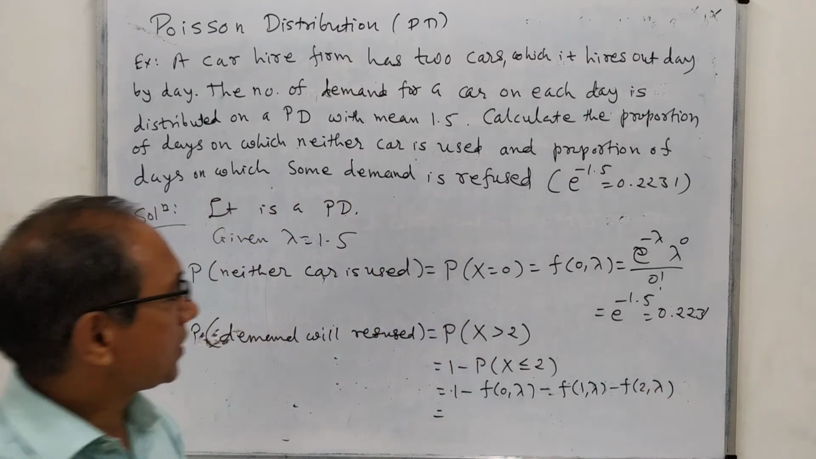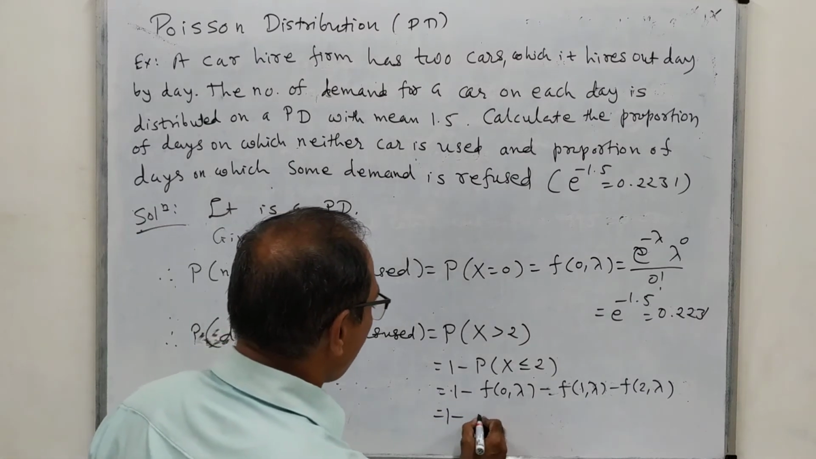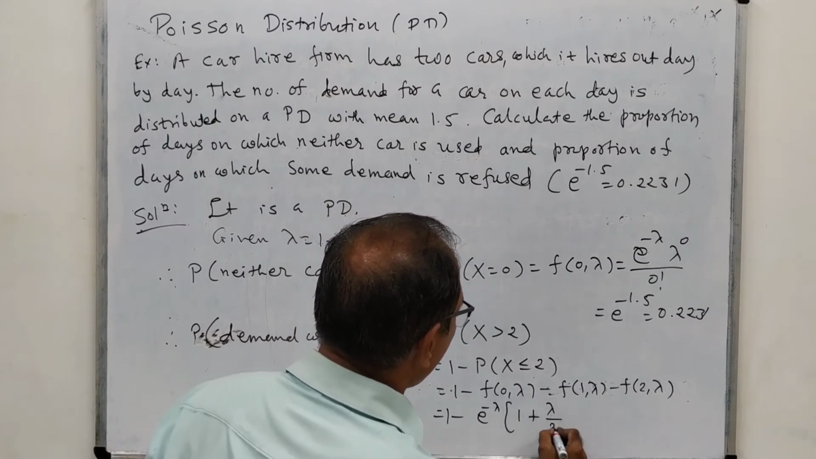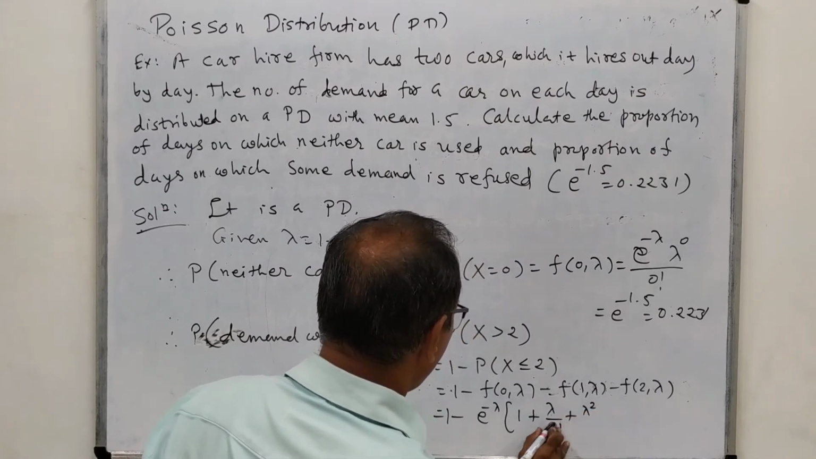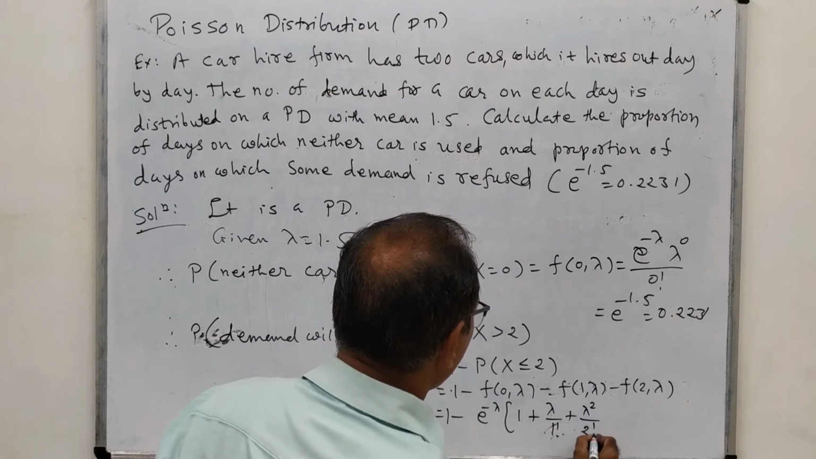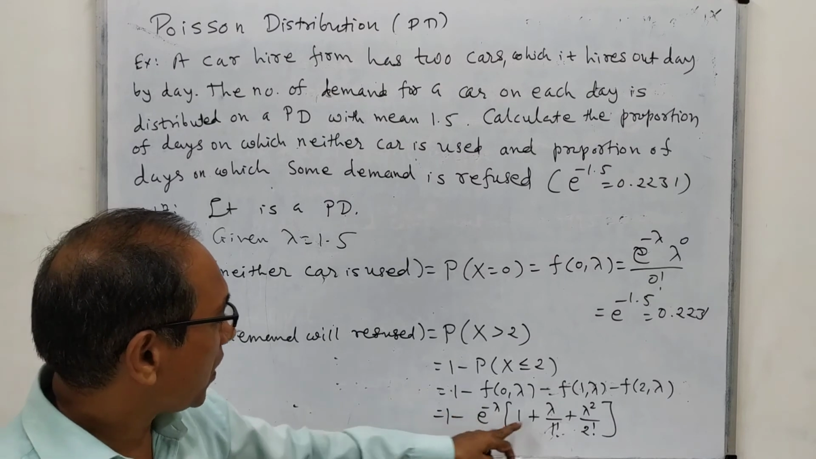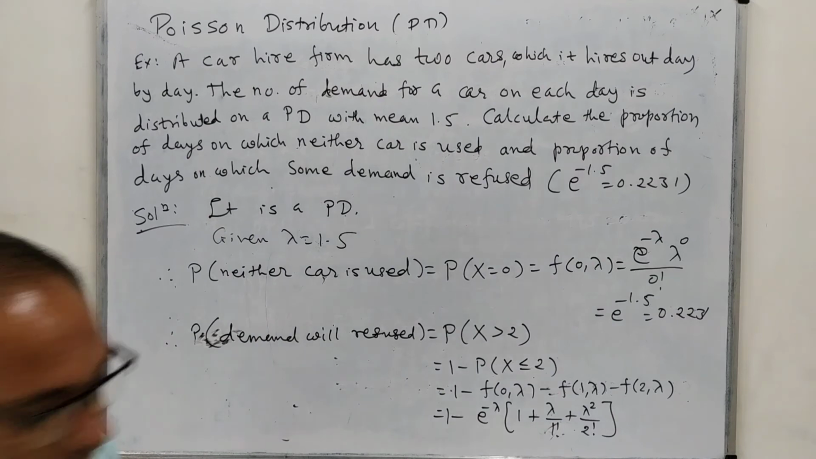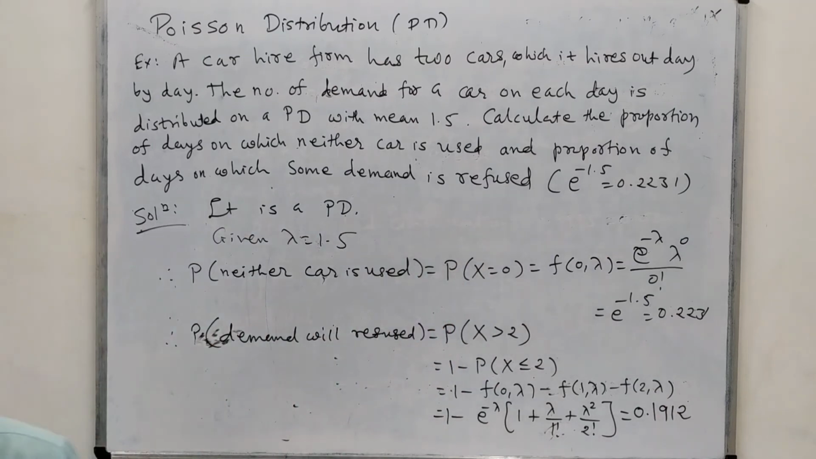And this is nothing but f of 0, lambda plus f of 1, lambda plus f of 2, lambda. You already know this, because it is 1 minus e raised to minus lambda common, times 1 plus lambda upon 1 factorial plus lambda square upon 2 factorial. And lambda is already given, it is 1.5. If you calculate this value, then you will get the answer as 0.1912.